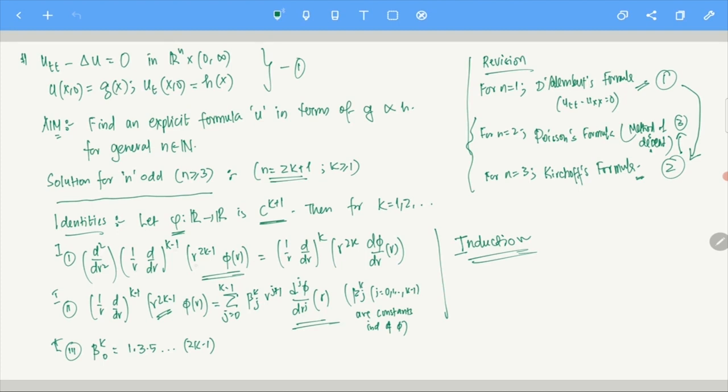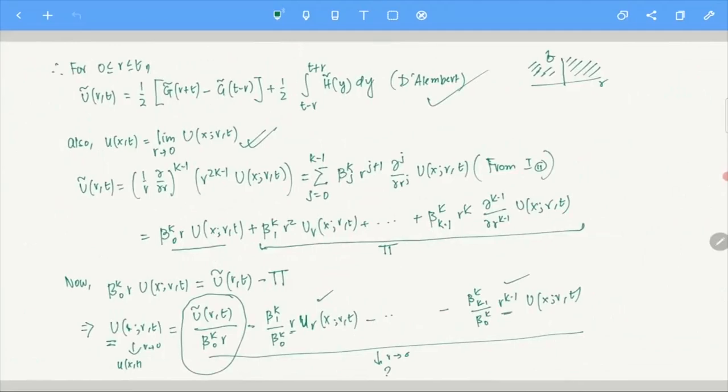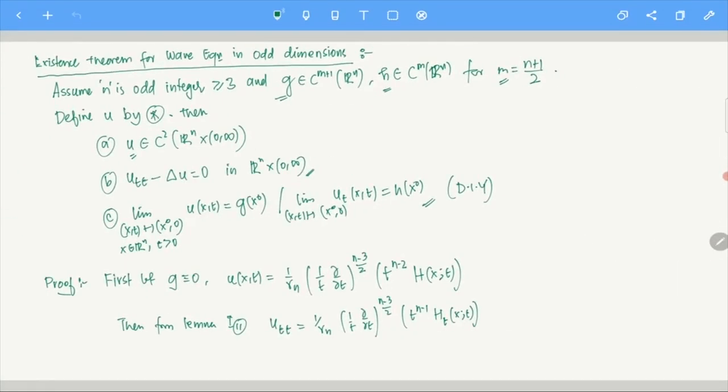(1/t ∂/∂t)^(k-1) t^(2k-1) h, where h here is (1/r ∂/∂r)^k. So here r is t basically: 1/t ∂/∂t of k r^(2k) ∂φ/∂t. Okay, that is what I wrote here. Clear? I just replaced r by t here. So please don't get confused. This is exactly the same thing. I am just replacing r by t.